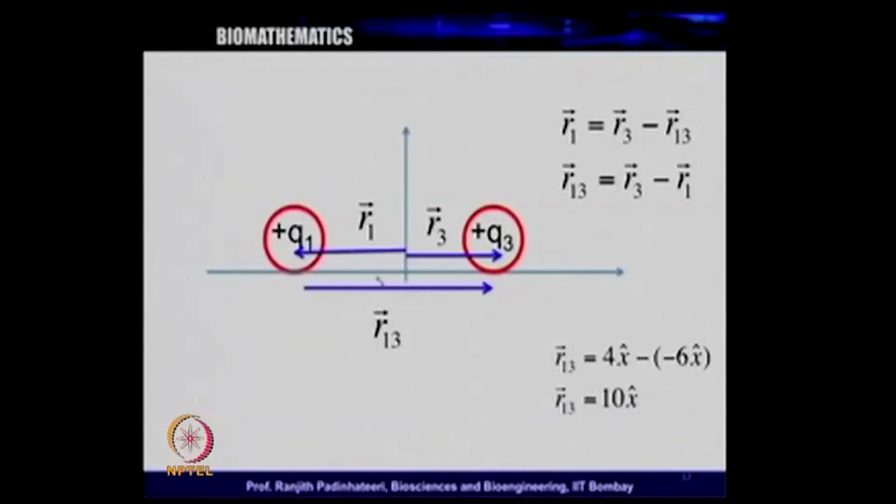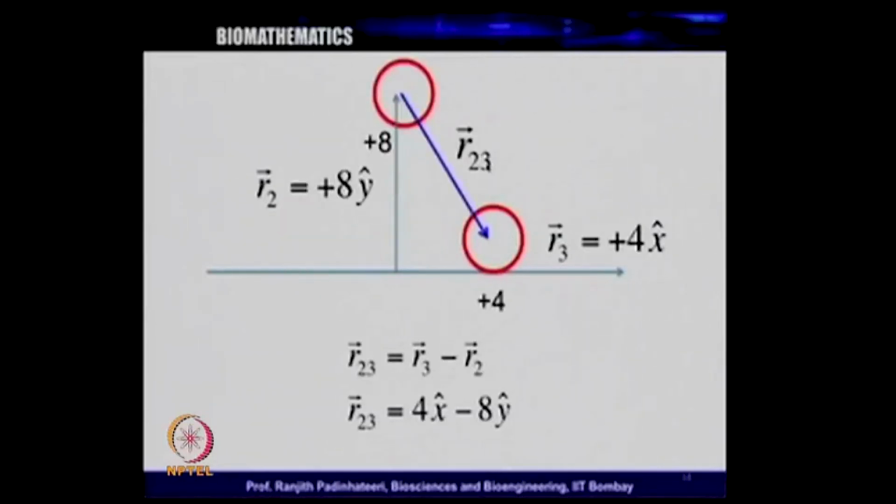So R13 is 10x, and we know that if this is 4 and this is x, the distance has to be 10, and this is 10 along the x-axis. So this is 10x. R13 is 10x. So we got R13 also. Now what we want is the next one, R23. So have a look at the next one.